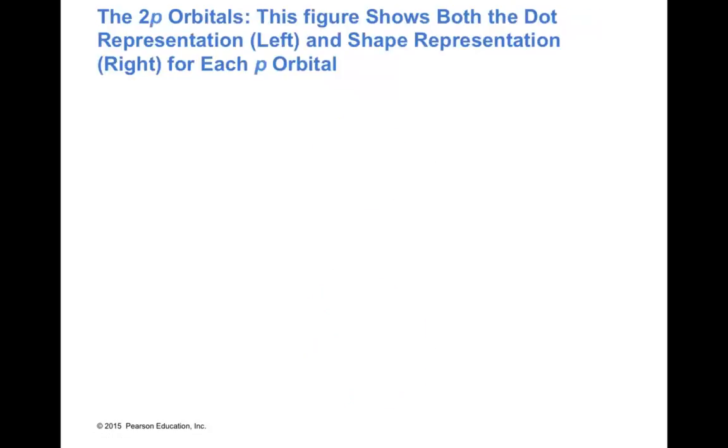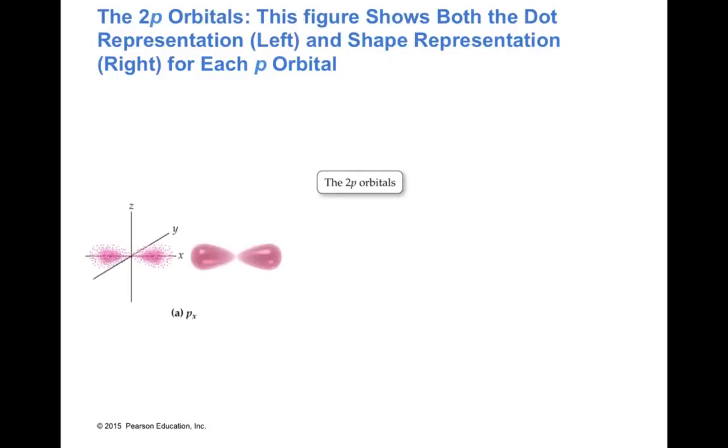So the 2p orbitals. This figure shows both the dot representation on the left and the shape representation for each p orbital. The p orbitals are like dumbbells, okay? As you can see here on the x-axis, the probability to find the electron is going to be on the left and the right side. Here, this is called a node, N-O-D-E. In the node, the probability to find an electron is basically 0. You can find the electron around here or around here, but here it is basically 0.